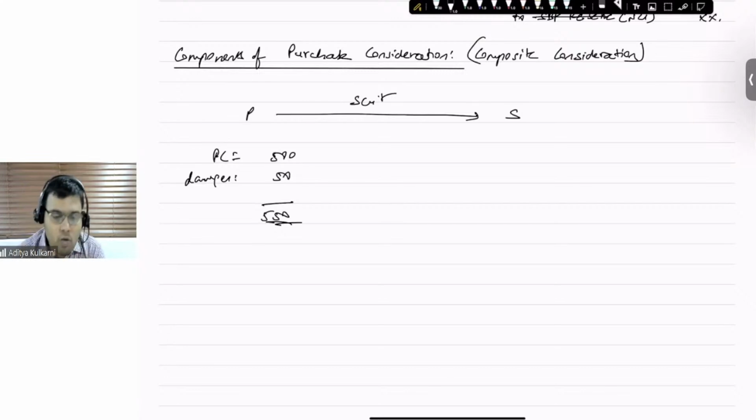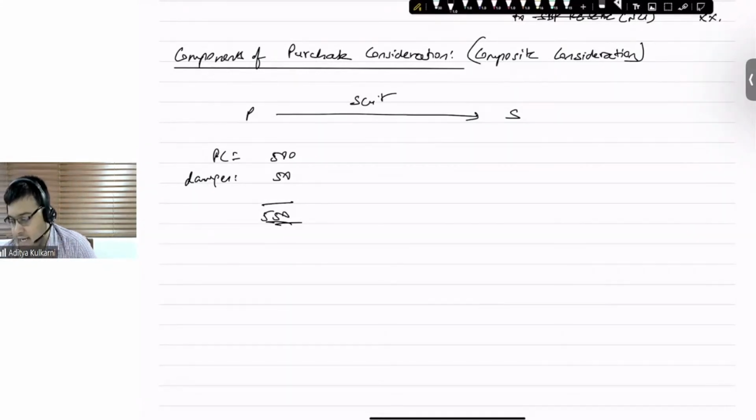So now you tell me whether 550 is correct to record as PC, or whether it would be correct to record 500 as PC and 50 as damages. How would you prefer to go ahead with the accounting? Would you want to show 550 as PC, or would you want to show 500 as PC and 50 as compensation loss? What do you think?